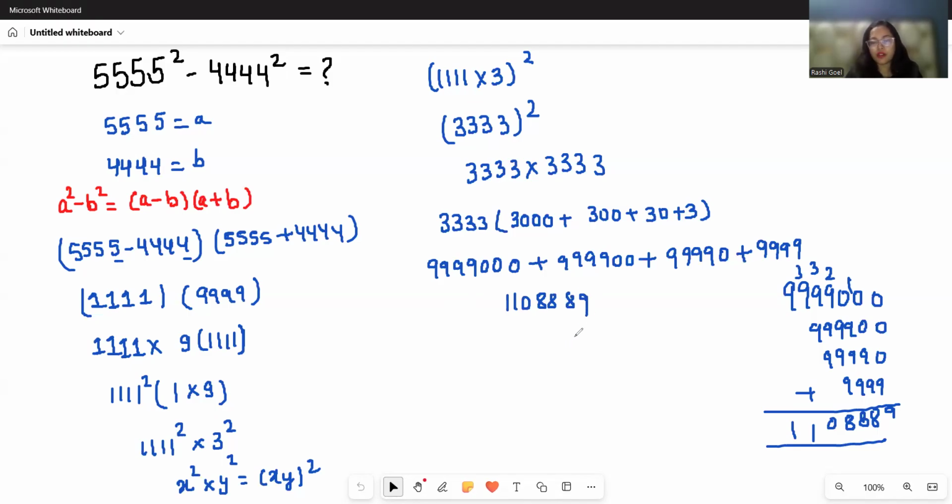I hope it's clear and you find it useful. That's how you can solve this type of problem without using a calculator.